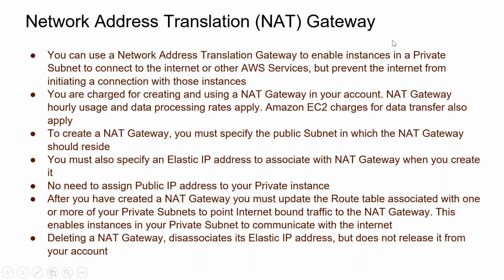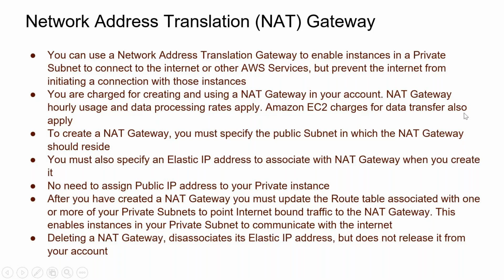NAT gateway hourly usage and data processing rates apply. When you use NAT gateway, why are we using it? To connect to the internet. And why do we connect to the internet? To update the software. Whatever software is in the private subnet, those instances want to update their software. At that time, whatever data is transferred will also be charged. Data processing rates will apply. Amazon EC2 charges for data transfer also apply.